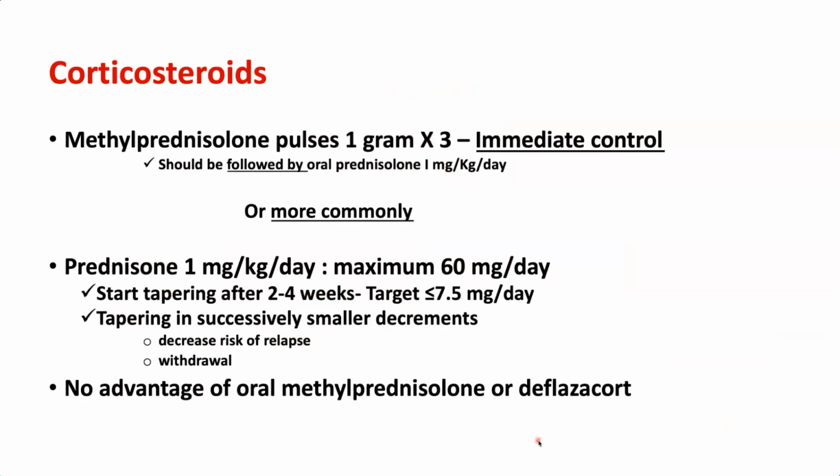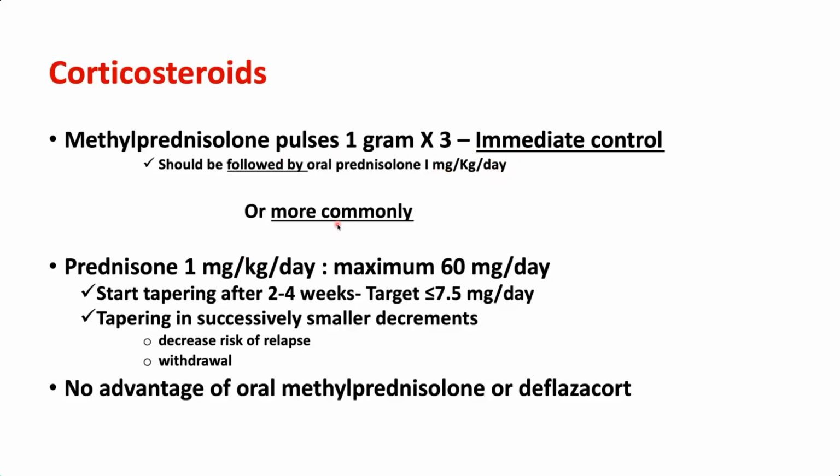I'll start with corticosteroids. For the residents, they are all aware that we use methyl pulse 1 gram for 3 days whenever we need an immediate control. But one thing which is occasionally missed and which must always be done is that whenever we use methylprednisolone for 3 days, this must almost always be followed up by corticosteroids, 1 milligram per kg body weight. Many times we see that this is not done.